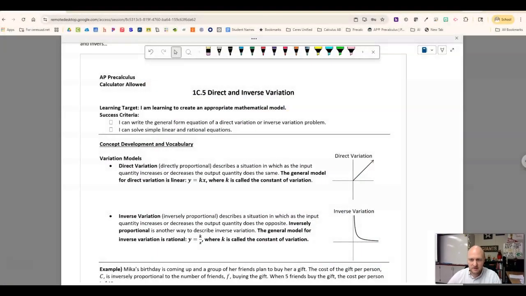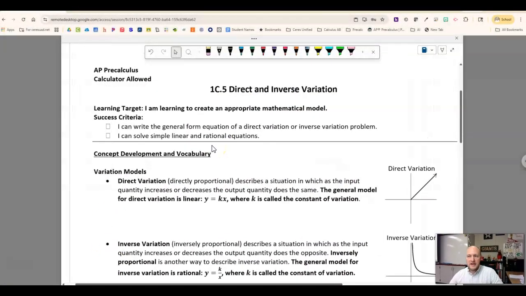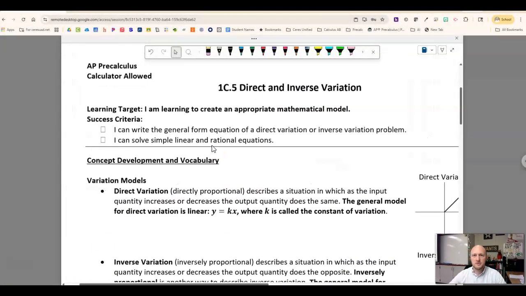Welcome to this video on direct and inverse variation. This is lesson 5 in unit 1C of AP Precalculus, and we are going to create appropriate mathematical models when they tell us a relationship between variables, saying they are directly related or they are inversely varying from each other. Once we have an equation, you'll have to be able to solve linear and rational equations, so just keep that in mind.